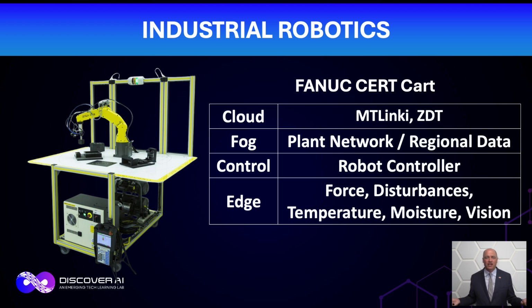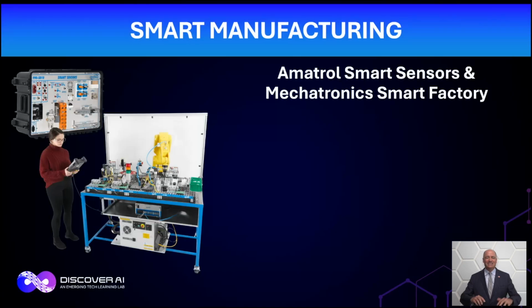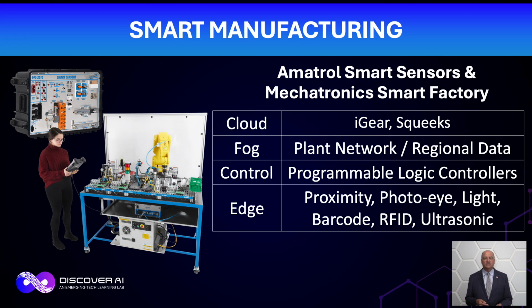Same thing goes for smart manufacturing. Our partner Amatrol has incredible mechatronics smart factory technology where students can learn all about smart manufacturing, how we're gathering and acquiring data out on the edge and sending it up to the cloud to analyze it. And so we are teaching things like all kinds of really cool sensors, proximity sensors, photo eyes, light sensors, barcode readers, smart RFID, smart ultrasonic sensors.